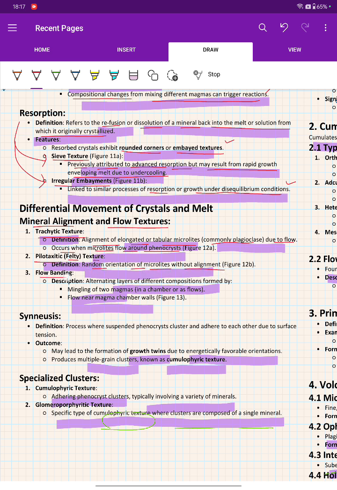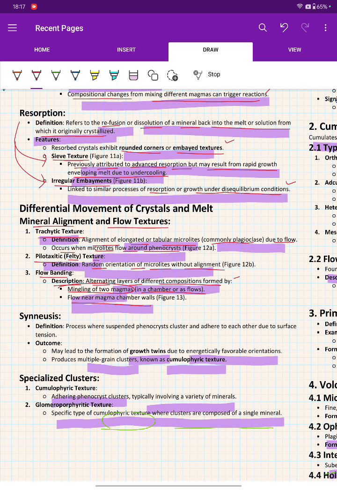Now we have the flow banding. The description is alternating layers of different composition that have been formed by mingling of two magmas, as in chambers or as flows, and flow near magma chamber walls. So in alignment and flow textures, we have the trachytic textures, the pilotaxitic textures, and the flow banding.